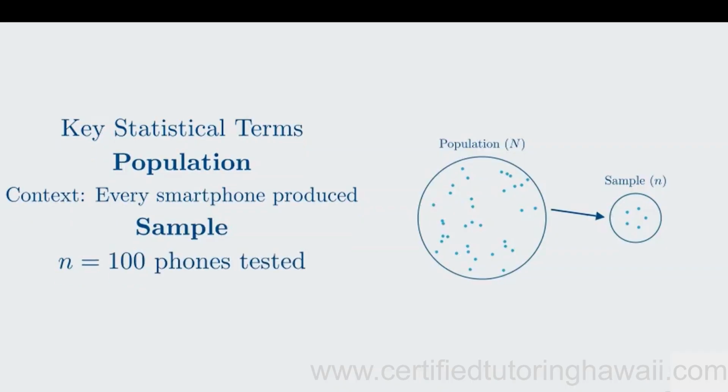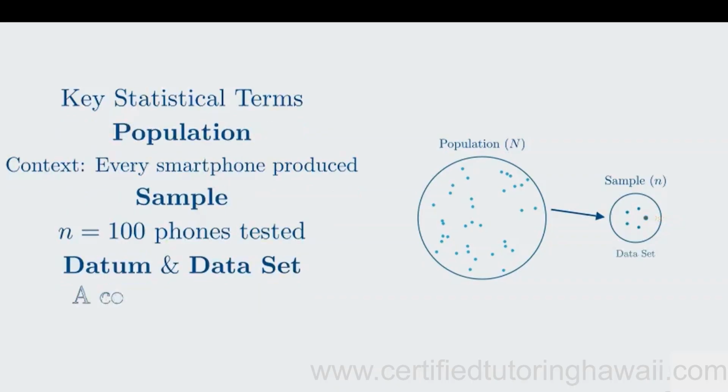From each phone in that sample, we get a datum. That is the singular version of data. It's a single piece of information, like, this phone lasted 12 hours. When we collect all those individual pieces of information together, we have a data set. One of the most important habits you can build in AP statistics is using context. Statistics is never just about the numbers.